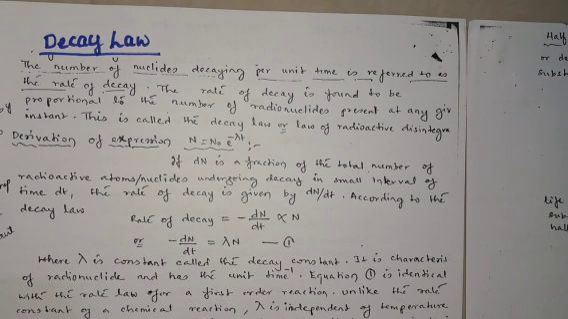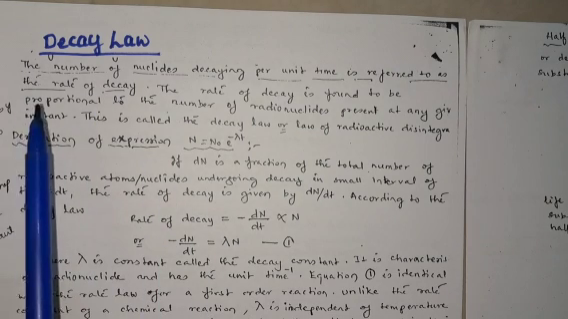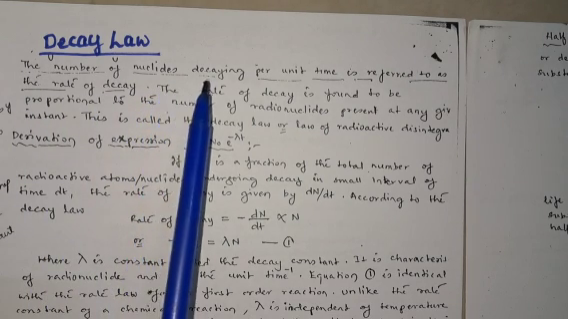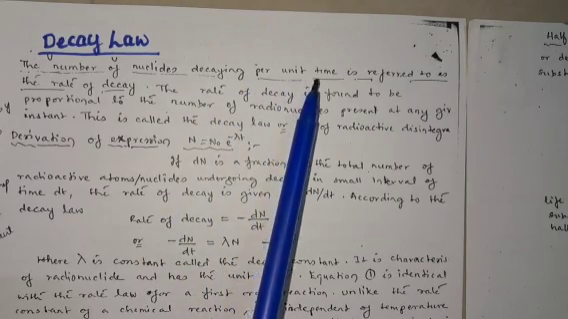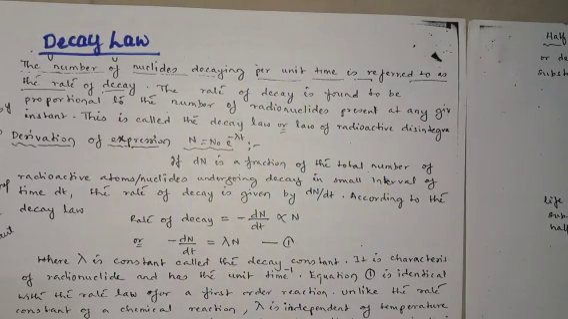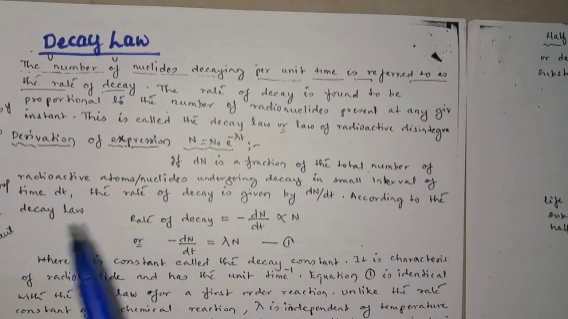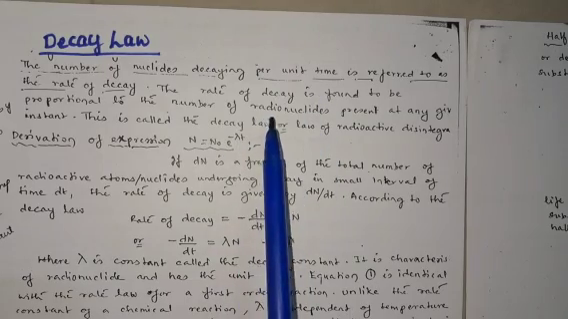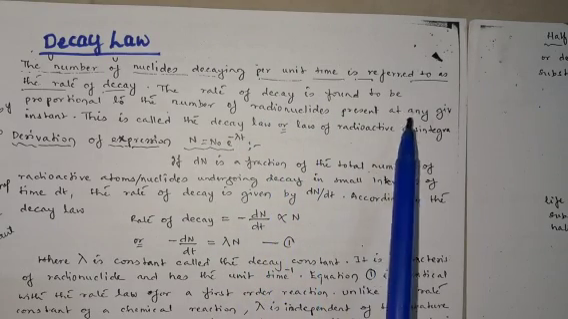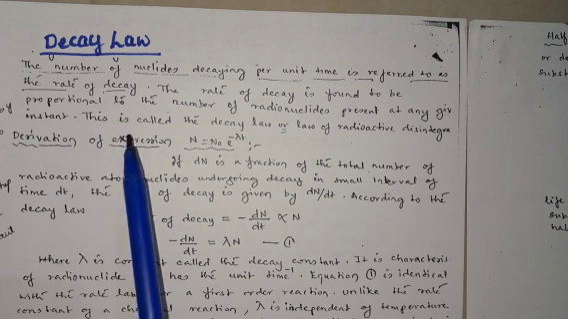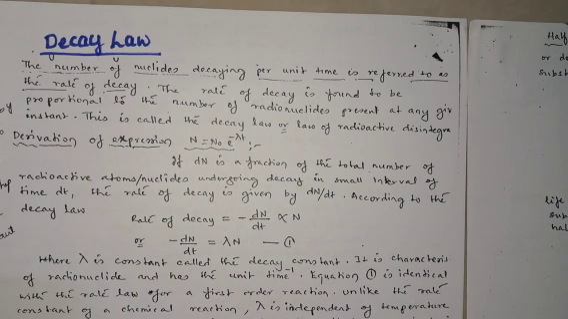So next let us discuss the decay law, which is also called the law of radioactive disintegration. According to this decay law, the number of nuclides decaying per unit time is referred to as the rate of decay. The rate of decay is found to be proportional to the number of radionuclides present at any given instant. This is called the decay law or the law of radioactive disintegration.